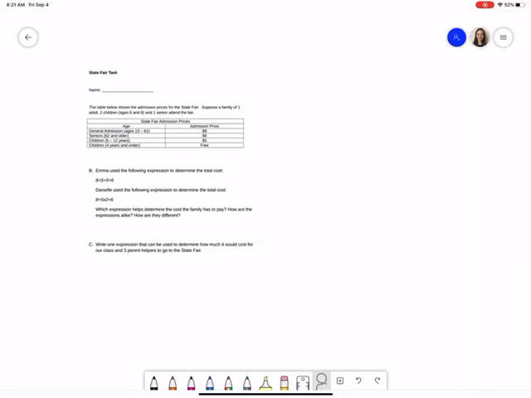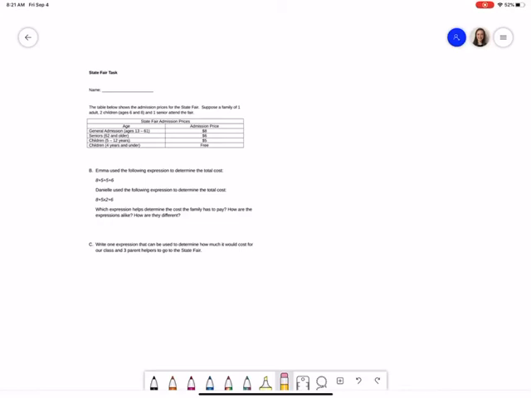B, Emma used the following expression to determine the total cost. So remember, we already did this, okay? We just did it. Danielle used the following expression to determine the total cost. And this is what we did, right? We did what Danielle did. Which expression helps determine the cost the family has to pay? How are the expressions alike? And how are they different?